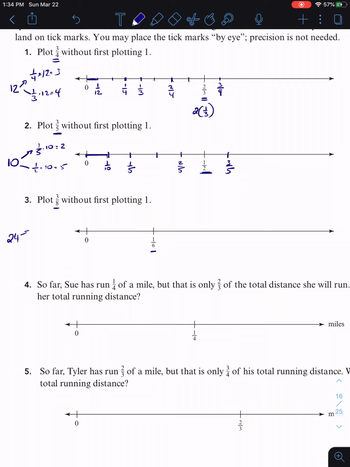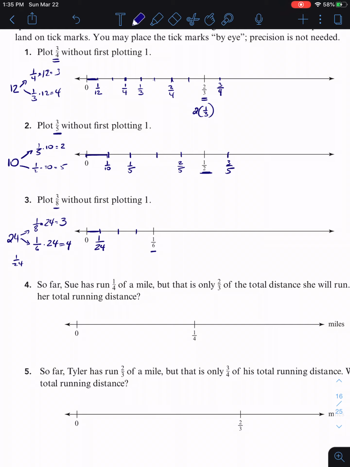So 24, we know 1/8 of 24, right? And we also know 1/6 of 24. So 1/8 of 24 is 3, and 1/6 of 24 is 4. So 1/6 of 24, if we needed 24 pieces, if we're looking at 1/24, we need 24 pieces to fill the hole, then 4 of them would represent 1/6. So this is our 1/24.